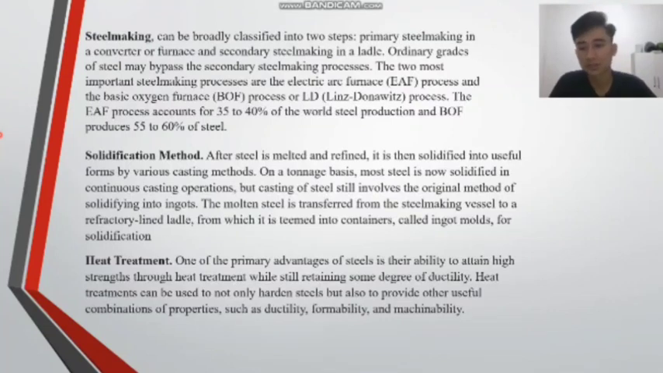Heat treatment. One of the primary advantages of steel is its ability to attain high strength through heat treatment while still retaining some degree of ductility. Heat treatments can be used to not only harden steels but also to provide other usable combinations of properties such as ductility, formability, and machinability.